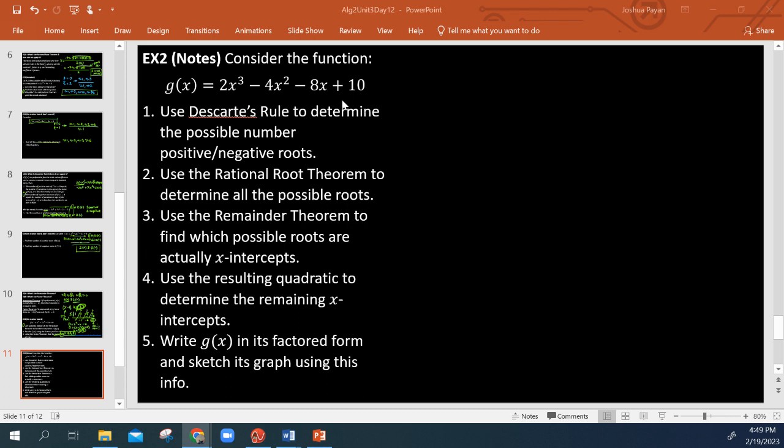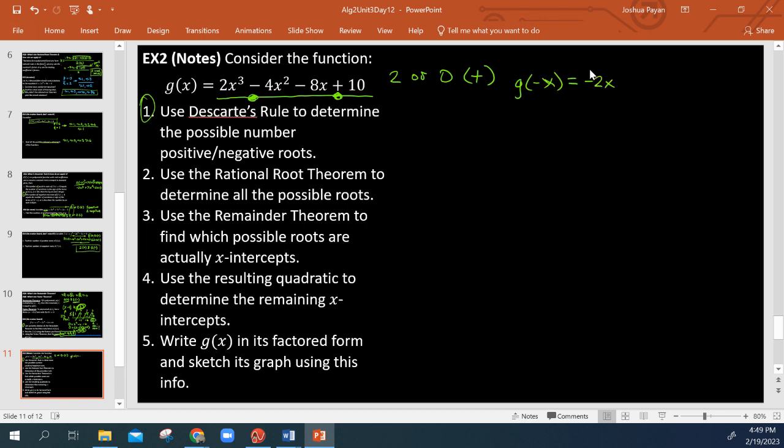So Descartes' rule is what we'll use first because that's just the easiest thing to do. So how many sign changes do we have? So we start positive, switch to negative, stay negative, switch to positive, and we have 2. So that means 2 or 0 are going to be positive, right? And because this is a third degree polynomial, we have to keep in mind they have to add to 3 in total. So now let's look at g of negative x.